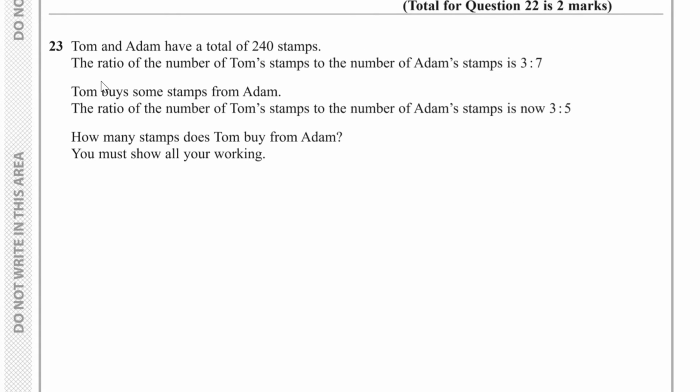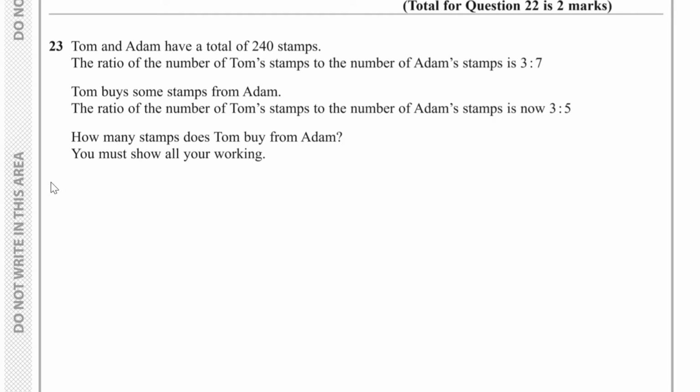Question 23. Tom and Adam have a total of 240 stamps. The ratio of the number of Tom's stamps to the number of Adam's stamps is 3 to 7. Tom buys some stamps from Adam. The ratio of the number of Tom's stamps to the number of Adam's stamps is now 3 to 5. How many stamps does Tom buy from Adam? You must show all your working.